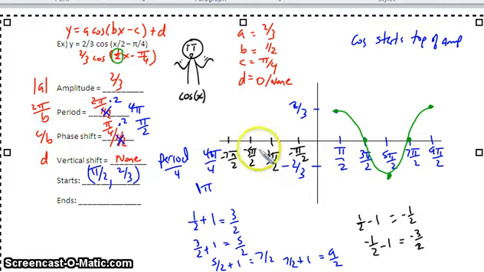So if I continue the pattern, my graph would look like that. The last thing I want to do is put my ending point. So this is my starting point. That was my ending point on my first period. That was 9 pi over 2, comma 2/3.